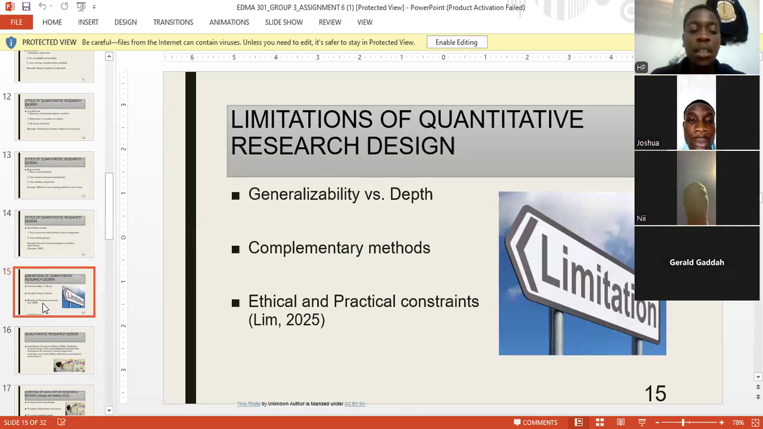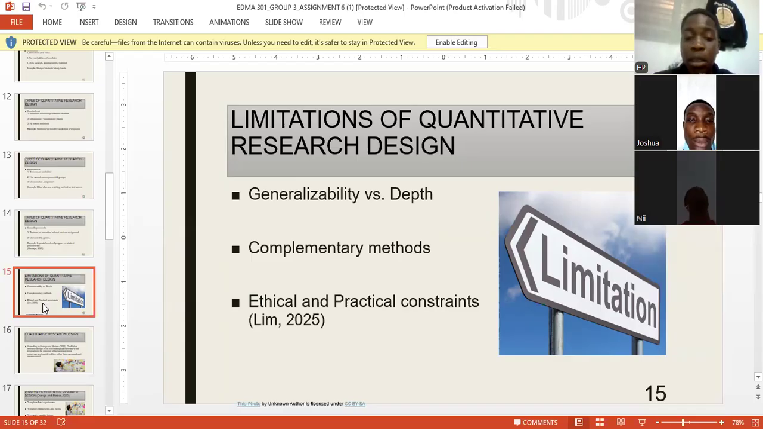Now, limitations of quantitative research design. We have generalizability versus depth. Generalizability talks about how much inference you can make on the population, and depth is maybe how detailed the research was. Complementary methods, and we have ethical and practical constraints. So ethical and practical constraints could be more like social or religious issues might be a constraint, depending on the type of research that is being conducted.